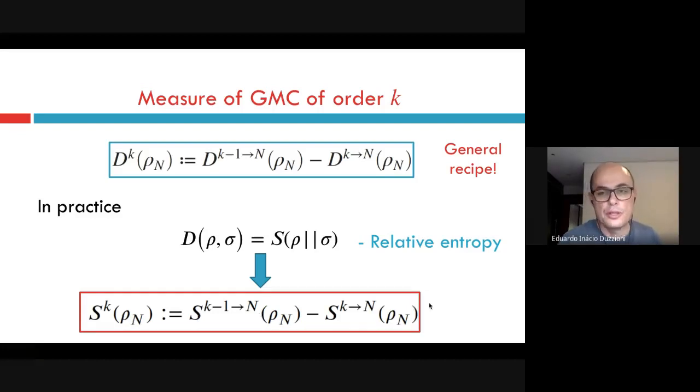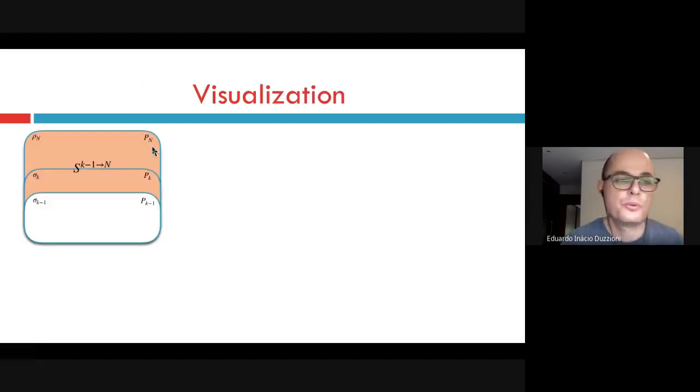If you use the quantum relative entropy, you'll find this expression. And now a simple way to visualize the meaning of it. Here is the total space that includes all possible partitions, in which rho n is inside. Suppose that you are taking in the middle a subspace which has at most k subsystems in one partition, and here a subspace that has at most k minus one subsystems in one partition. So the correlation of order higher than k minus one will occupy all this space.